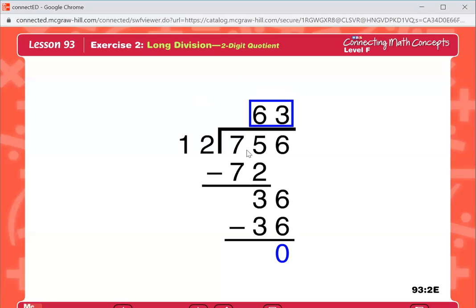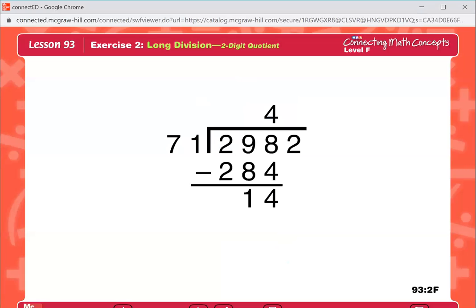Here's another one. Read this problem. You should have read this problem as 2,982 divided by 71. The first digit of the answer is shown. We're going to work the problem for the ones digit of the answer. Remember, this is our ones column. We have ones, tens, hundreds, thousands. So we're going to solve for the ones column right now.